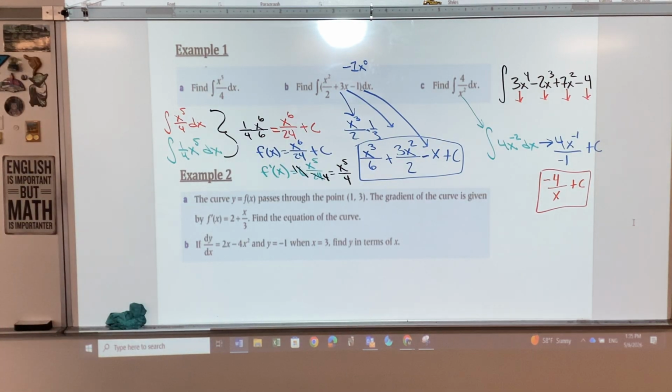So what do we do down here with the 4 of these? They're just 4. The antiderivative of a constant is always going to be that number times x.